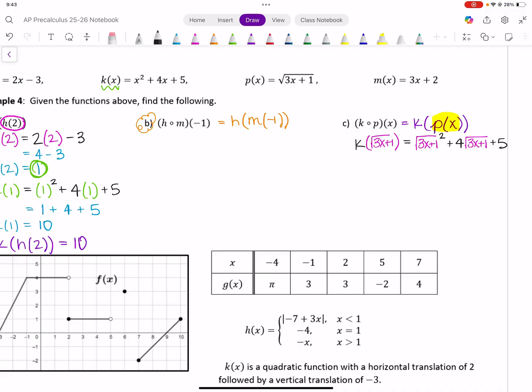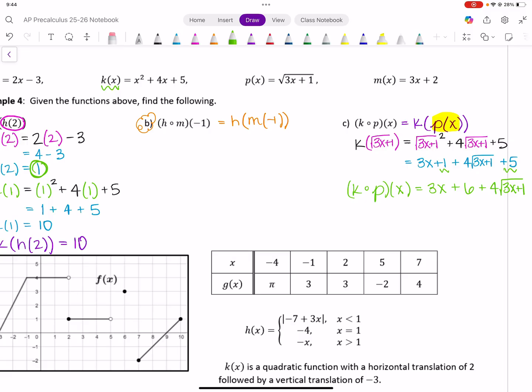And then we're just going to simplify. So whenever we square a square root, they cancel each other out. So we get 3x plus 1 plus 4 square roots of 3x plus 1 plus 5. And then we can combine some like terms so that we get k of p of x equal to 3x plus 6 plus 4 square roots of 3x plus 1.